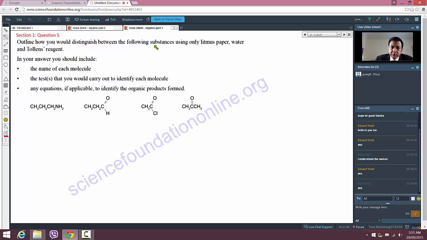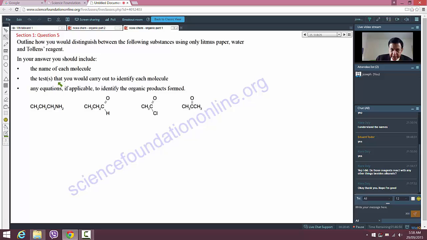Outline how you would distinguish between the following substances using only litmus paper, water, and Tollen's reagent. In your answer, you should also include the name of each molecule, the test you would carry out, and any equations if applicable to identify the organic products formed. Now, how can we distinguish them?